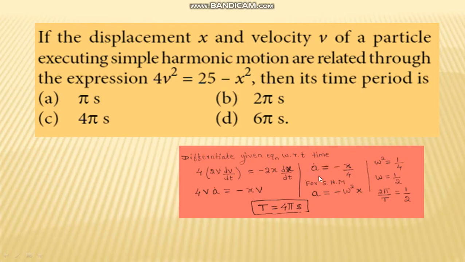This equation is the same as acceleration in SHM. When we compare, instead of omega square, here minus 1 by 4 is there. So omega square is equal to 1 by 4 and omega is equal to 1 by 2. But omega means 2 pi by T, which equals 1 by 2. Solving this, we get T is equal to 4 pi second. So our answer is C.